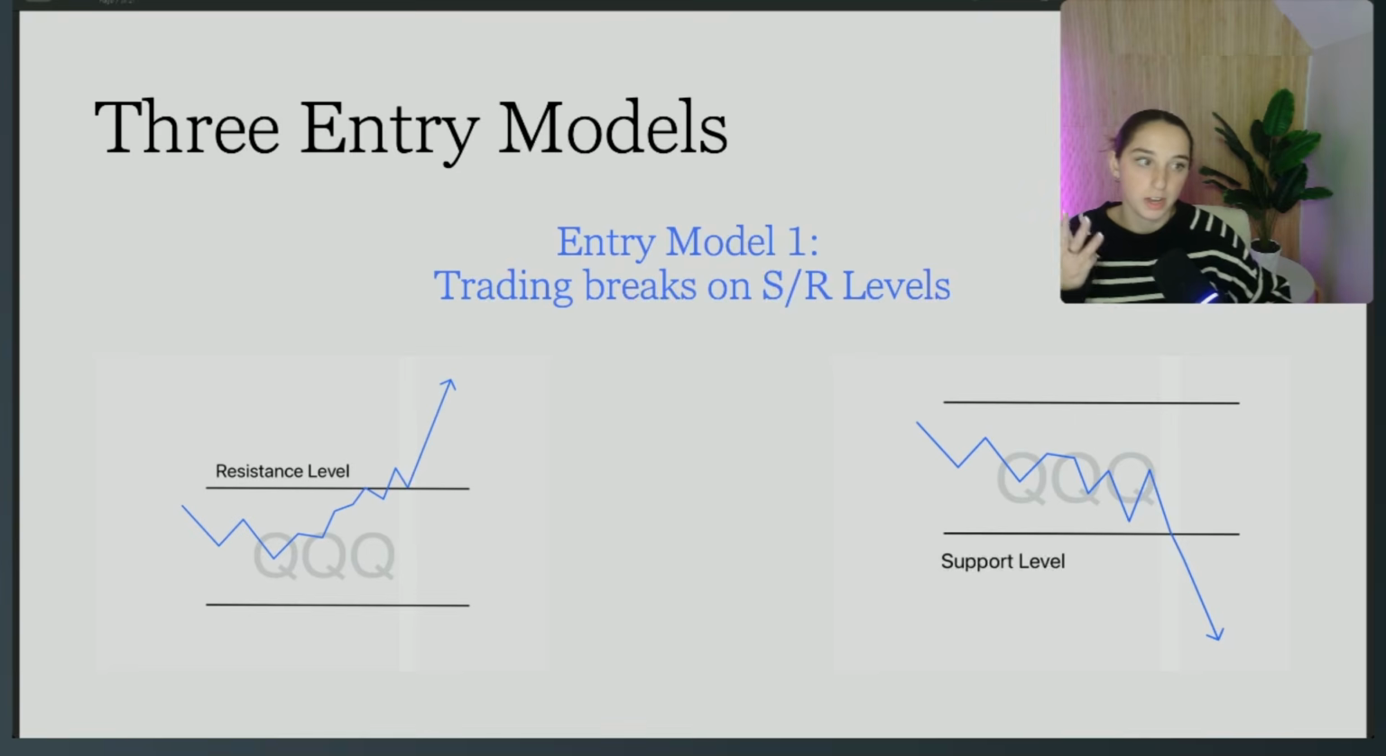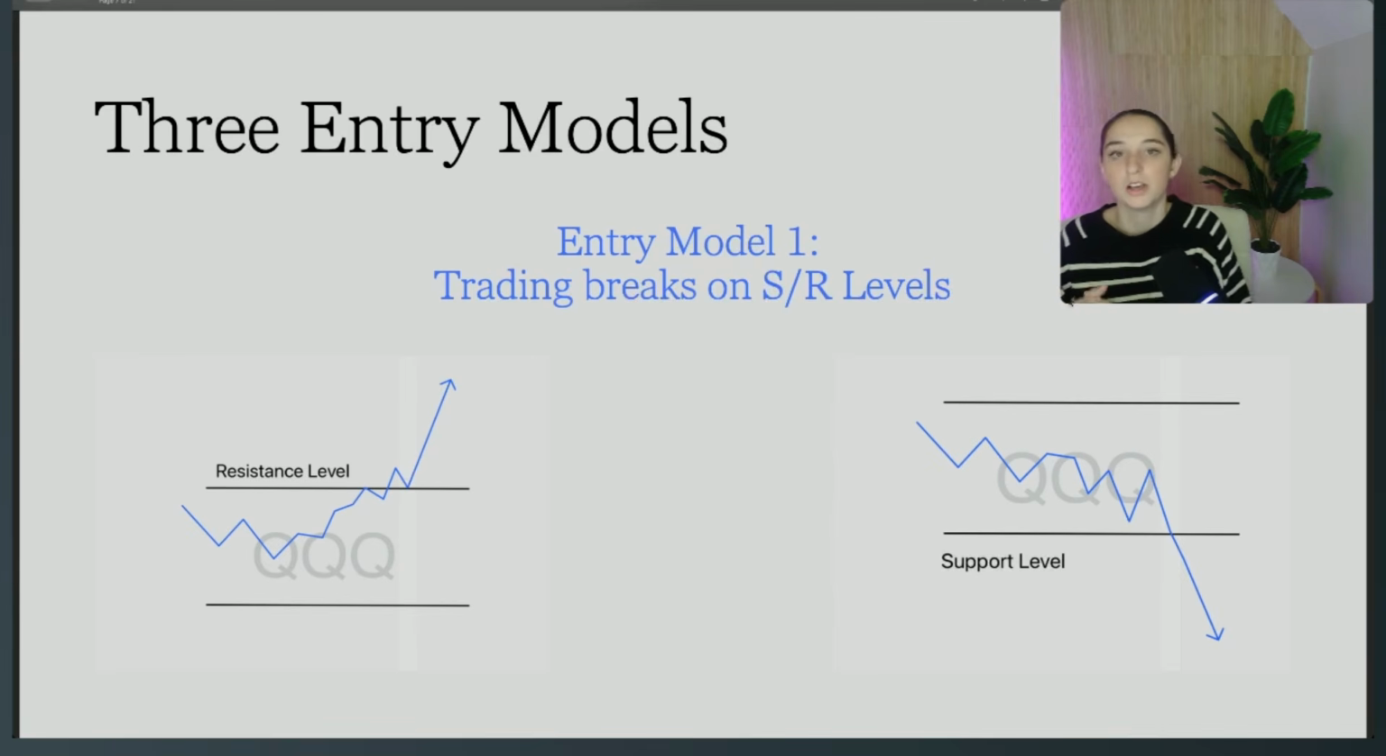So my 3 entry models. The first entry model is actually not my favorite entry model. It's one that is useful. It's one that a lot of people do use. I personally do not get my best entries from using this first entry model, but of course it is important, and of course I use it here and there. So for this entry model, it is going to be trading breaks on support or resistance levels.